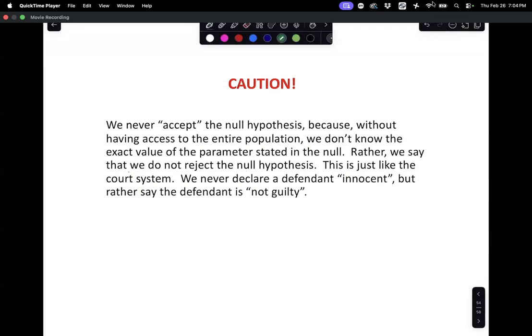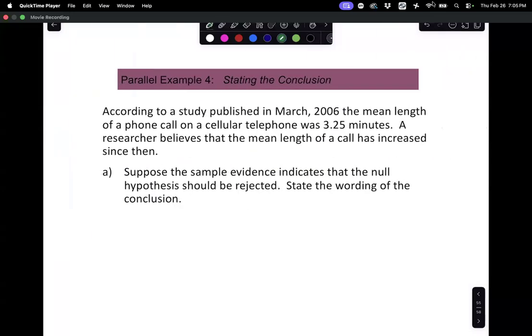I don't like the words do not reject. You can use them if you want. I don't use them. I say fail to reject. But regardless, you either reject or you fail to reject. We do not accept. I do not accept it. So anyway, we are going to write conclusions. They use a heck of a lot of words in their conclusions. I don't use quite as many words in my conclusions.